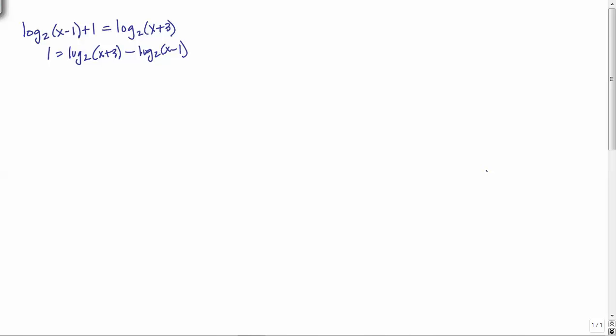Now we know when we have two logs with the same base, log base 2, and we have subtraction in between those two terms, that's the same as division within one term. So we can rewrite this as 1 equals log base 2 of the whole thing, (x + 3) divided by (x - 1). Okay, so now we're here. What can we do now?